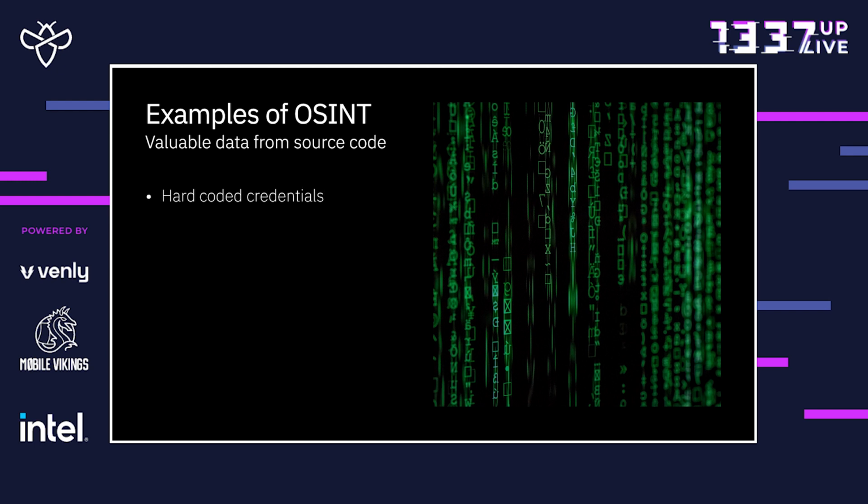A common mistake to be found in source code are hard-coded credentials. Found credentials can lead to access to authenticated systems containing sensitive data. I'll give you an example.